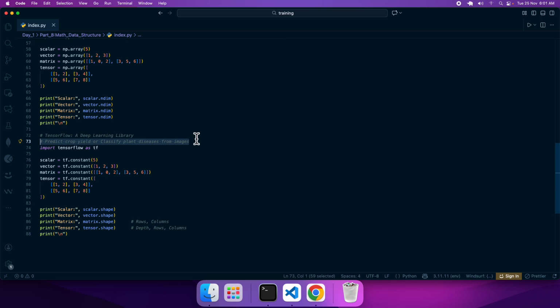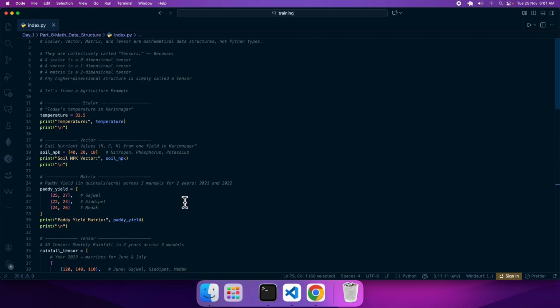And here again I have represented the data. So it is 0 dimension scalar, it is 1 dimension vector, it is multi-dimensional matrix, and it is nth dimension, and that's what tensor is all about. So now let's run this particular program and see how we are getting the output.